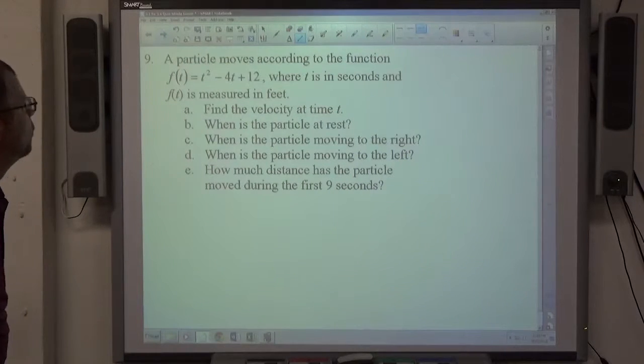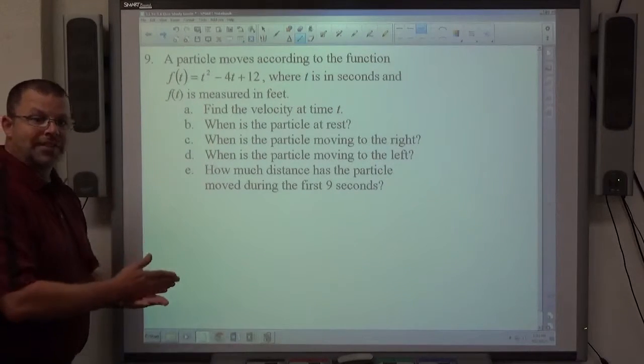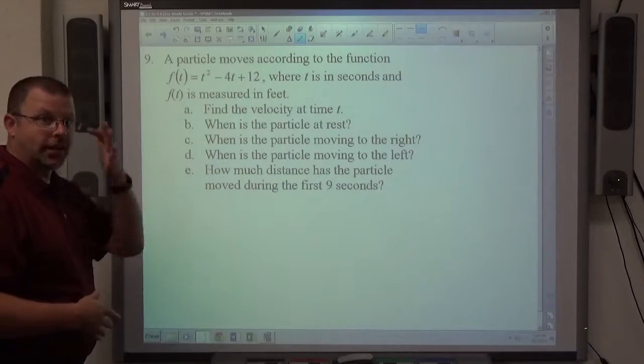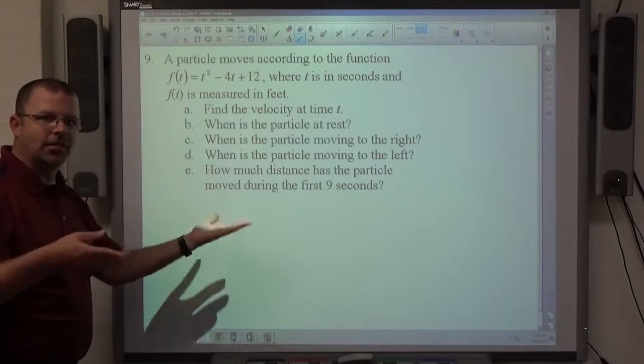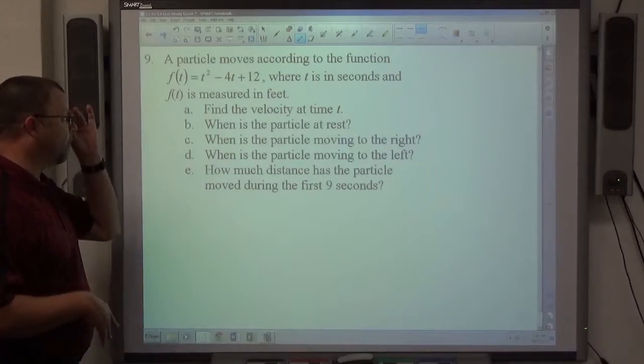Number 9, a particle moves according to the function f of t equals t squared minus 4t plus 12, where t is measured in seconds and f of t is measured in feet. So f of t is where the thing's at, t is how long it took to get there. At 1 second it's at some point, at 2 seconds at some other point, and so on.